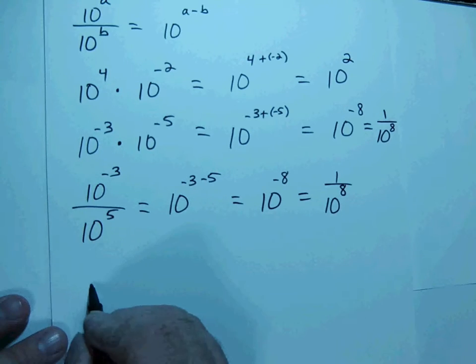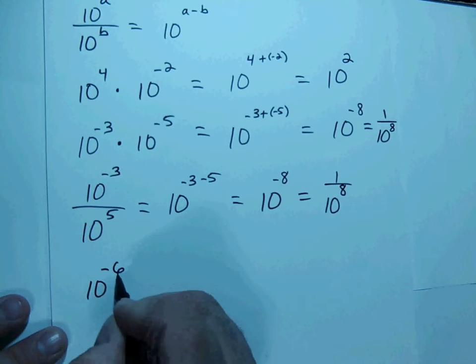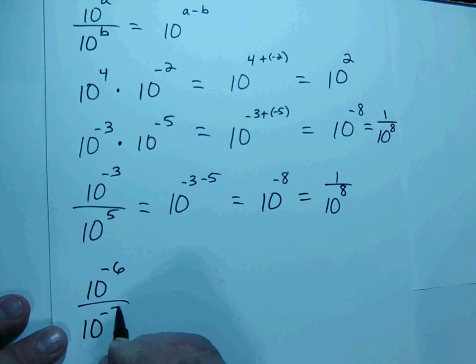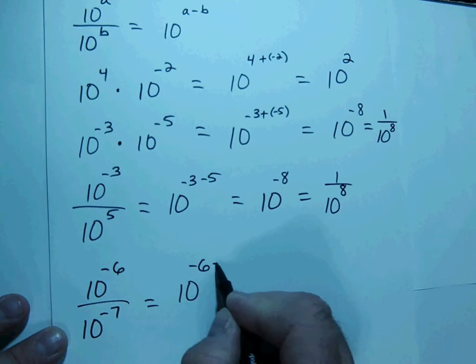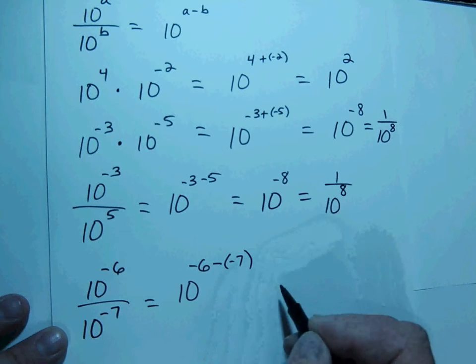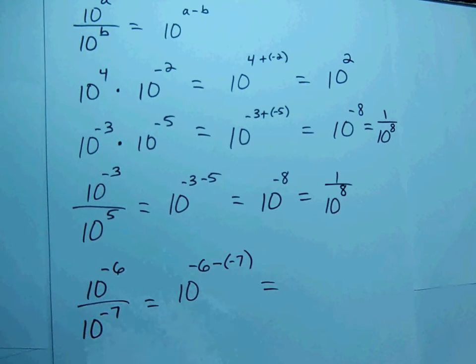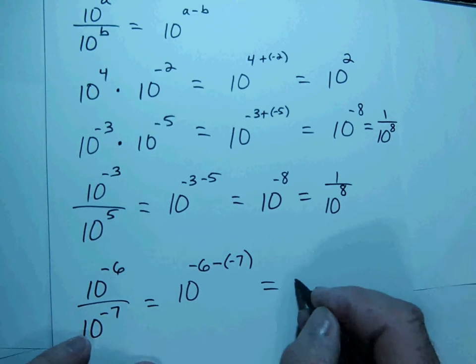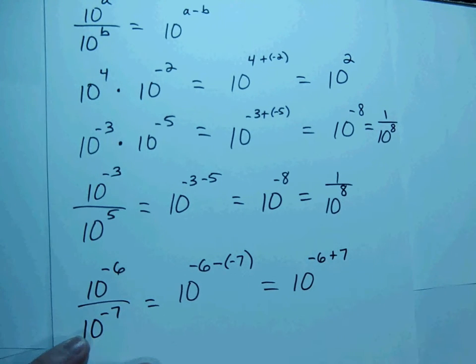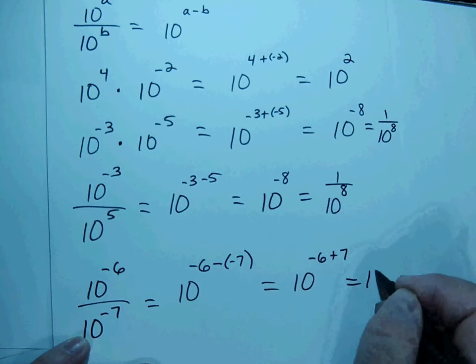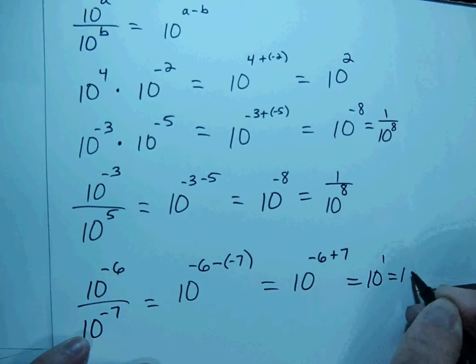Okay, let's do one more here. 10 to the negative 6 divided by 10 to the negative 7th. That's 10 to the negative 6 minus negative 7. Watch out for minus negatives. They look really bad, but they're actually easy because minus negative becomes plus positive, right? So if I go ahead and show that step, it's 10 to the negative 6 plus positive 7. That's just 10 to the 1. And 10 to the 1, of course, is just 10.